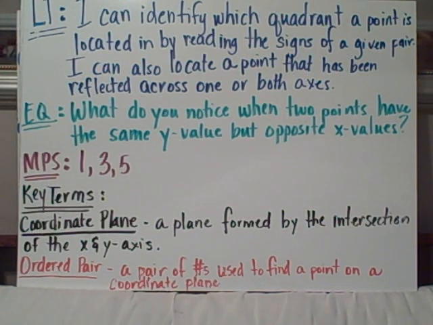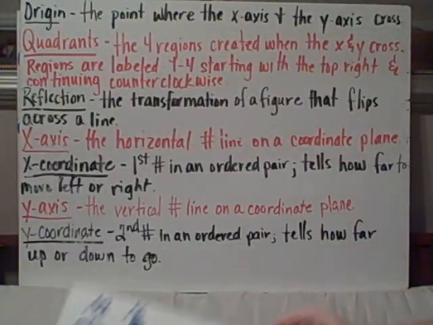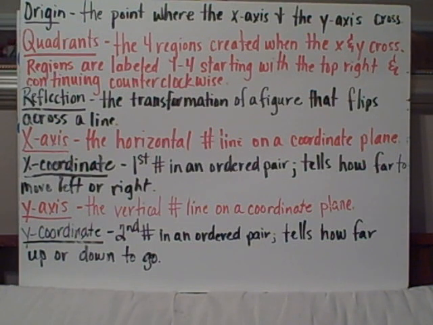Our first term is the coordinate plane, and that's a plane formed by the intersection of the x and the y axis. The ordered pair is a pair of numbers used to find a point on a coordinate plane. Next we have origin, and that is the point where the x-axis and the y-axis cross. We have quadrants, and those are 4 regions created when the x and y cross.